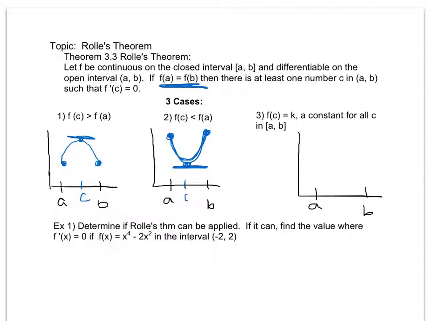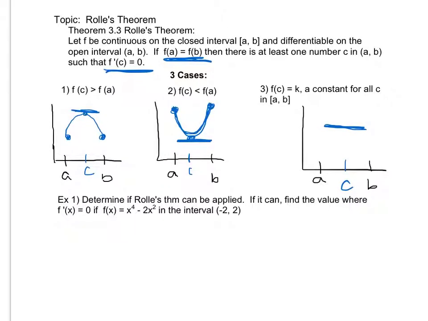Then the third situation, what if f of c is just some constant between a and b? Say I have a line that looks like this, pretend that's a straight constant line. At least one point has to have a derivative of 0. Well, as we've looked at before, a constant function has a derivative of 0 everywhere, for all x values. So we're going to look at a couple of examples.